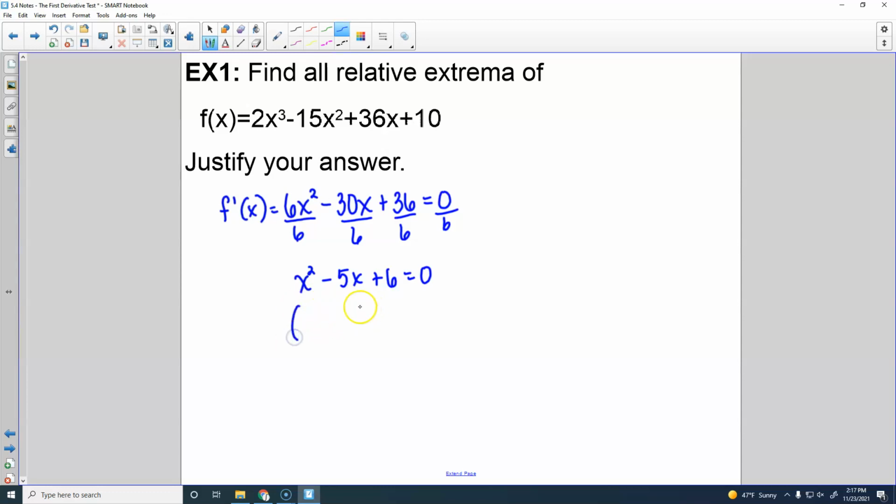What do we got, Thomas? Very good. And so we get x equals 2 and x equals 3.